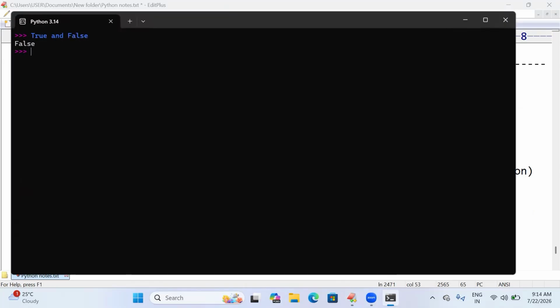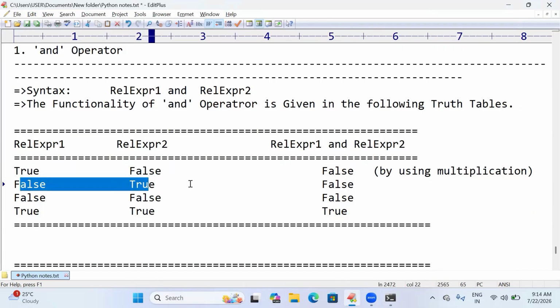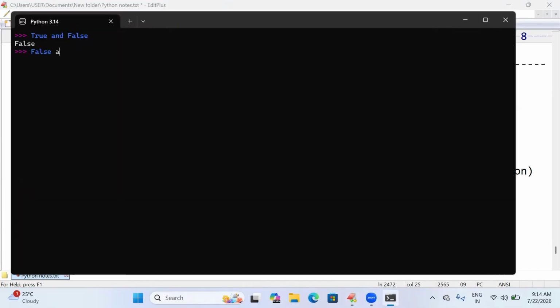See the output: false, right? True and false has given output as false. Next, false and true. See, the output is going to be false, right? The next thing is false and false. See here, the output is false, right? Next thing is true and true.